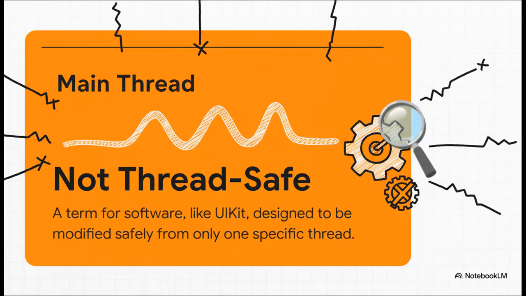So why? Why is this rule so strict? Well, it all comes down to this one technical term: not thread safe. That's just a fancy way of saying that Apple's user interface toolkit, UIKit, was built with a very specific limitation. It's like a delicate piece of machinery that's designed to be operated by only one person at a time. And that one person? It's the main thread.